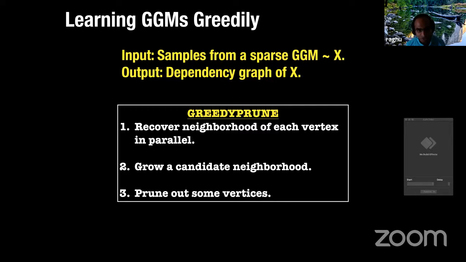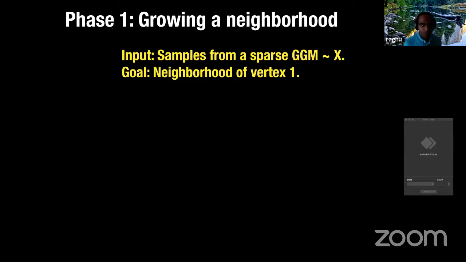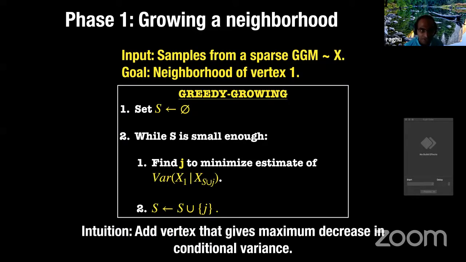In the first phase, once you fix the vertex, let's say vertex 1, you try to grow a candidate neighborhood set for this vertex. And in the second phase, you prune out these vertices to end up with your final candidate neighborhood. So what do you do in phase 1, where you try to grow a neighborhood? So we fix the vertex 1, and we're trying to learn the neighborhood of vertex 1. This is a greedy growing strategy where you start with the empty set, and in each step you add one vertex using a simple greedy rule. And the greedy rule that we follow is the following. In each round, you add the vertex that gives you the maximum bang per buck in terms of explaining the variance of x1. So in other words, given that you've computed a set S, you find the vertex j not in S that minimizes the conditional variance of x1 given x variables in S union J.